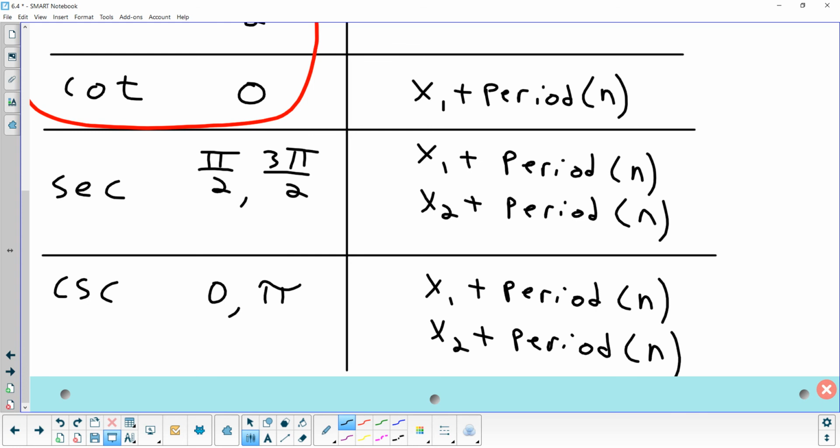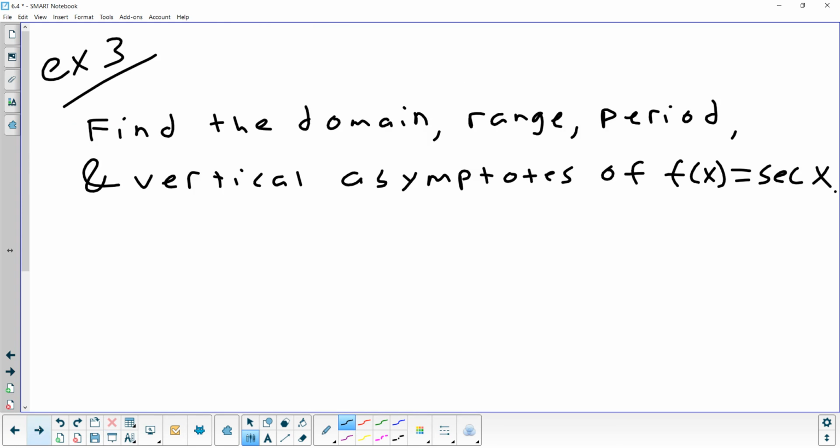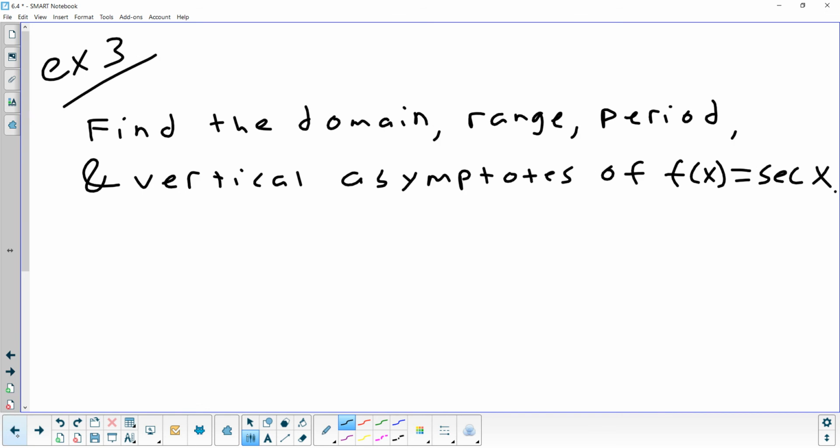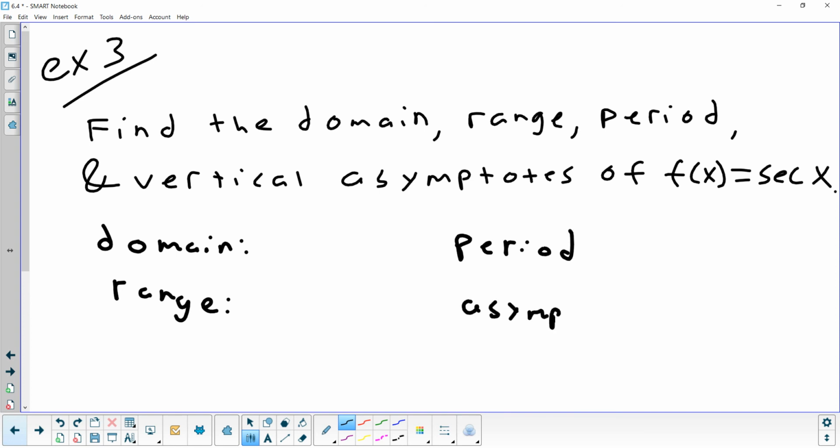Okay, does everybody have the chart? All right, we did asymptotes for tangent. Let's do one for secant. And then the next one is cosecant. I'll probably skip it because they're very similar. Domain, range, period, and asymptotes.